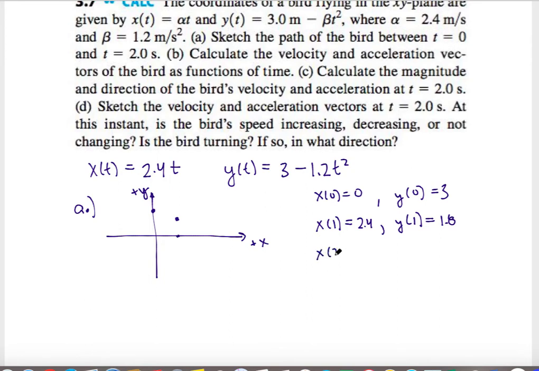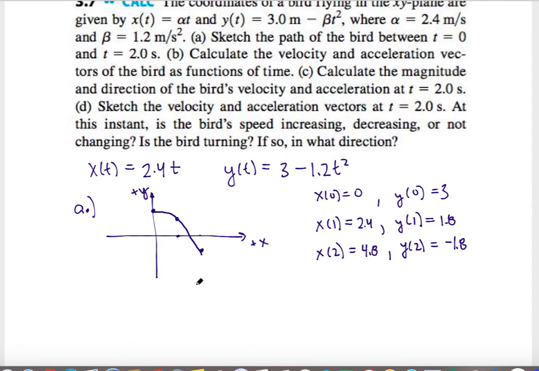Then at the 2-second mark, my x coordinate will be 4.8, and my y coordinate will be negative 1.8. So let's see, that would be about the same distance in the x direction, but down here in the y direction. So if I'm sketching my path for the first 2 seconds, it's going to look something parabolic, right? Because we're accelerating in one direction but not the other.